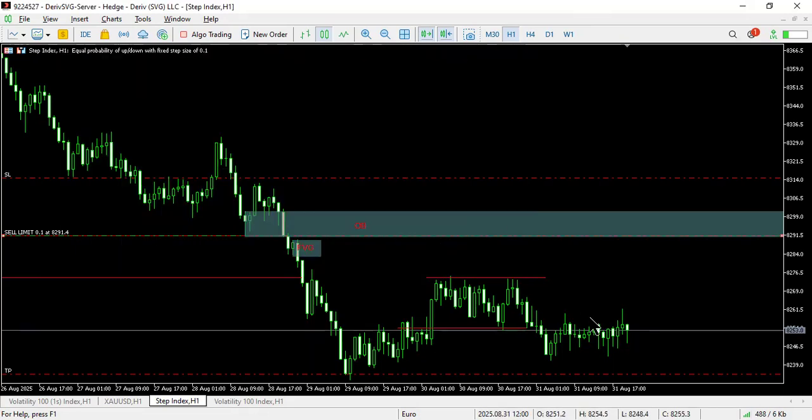And then you place your sell limit. So we are waiting for price to go and sweep this liquidity, tap into that origin, and then continue selling because step index is in a downtrend.